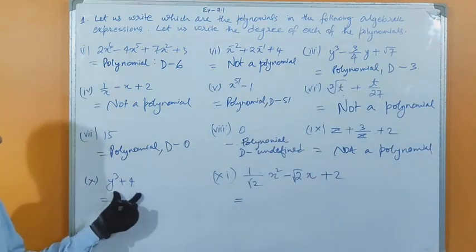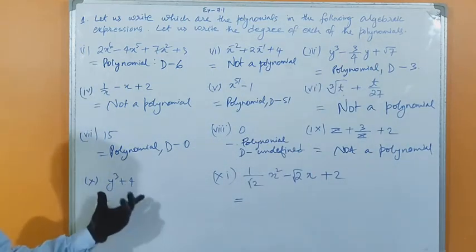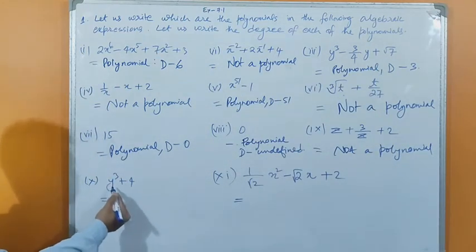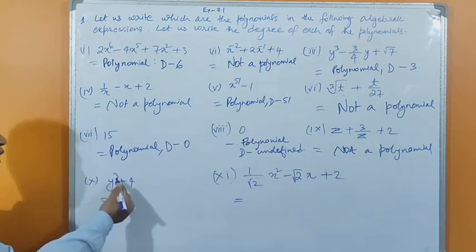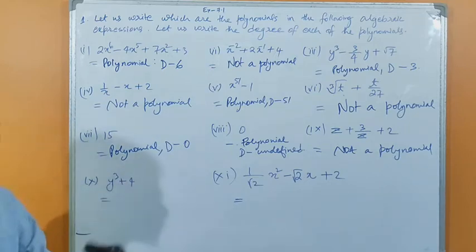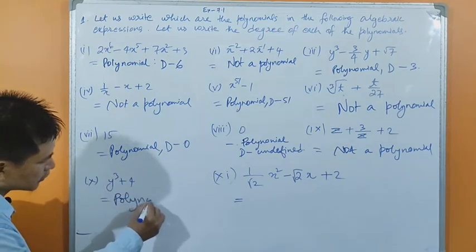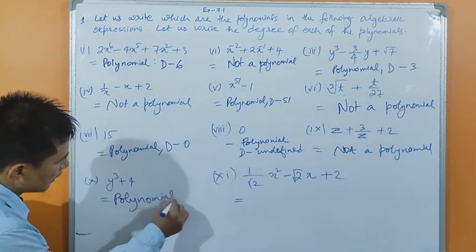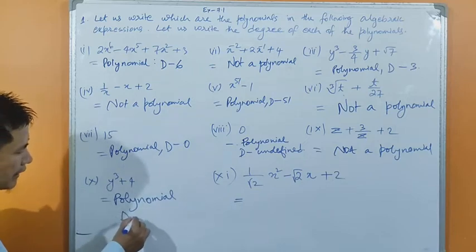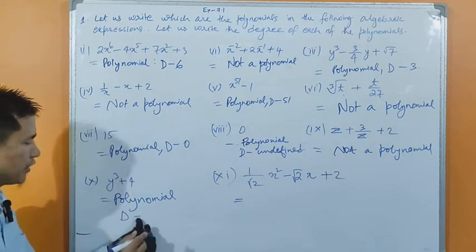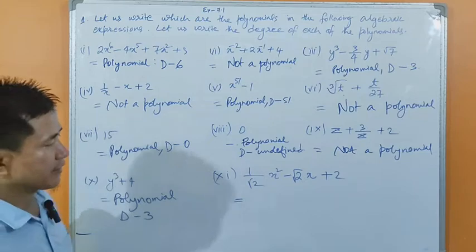Now let us see this expression, y cube plus 4. You can easily say this is a polynomial because the variable is y and the power is plus 3, which is a positive whole number. So this is a polynomial. And the degree of this polynomial is the highest power, 3. So degree is 3. Okay.